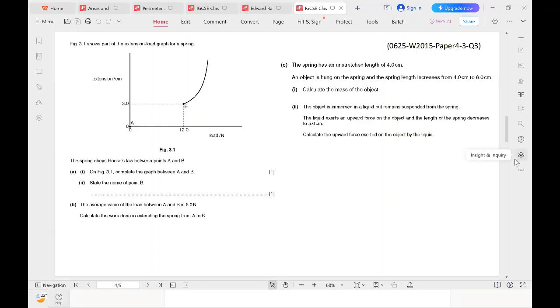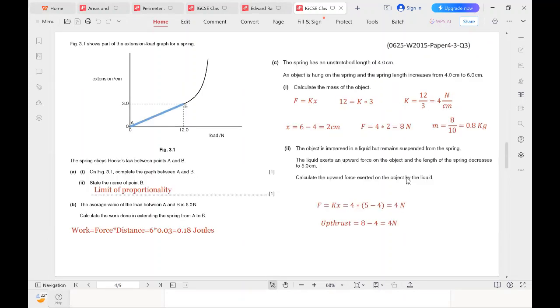Figure 3.1 shows part of the extension load graph for a spring. The spring obeys Hooke's law between points A and B. On figure 3.1, complete the graph between A and B. Since this is part of the graph that obeys Hooke's law, the graph is going to be linear. There will be a straight line joining A to B because this is the definition of Hooke's law, which is F equals Kx. There is a linear relationship between the force and the x.